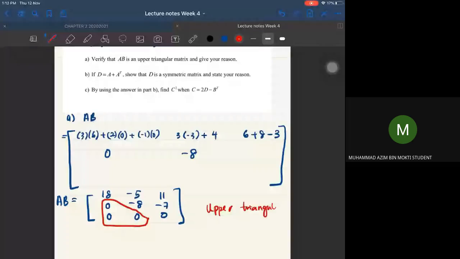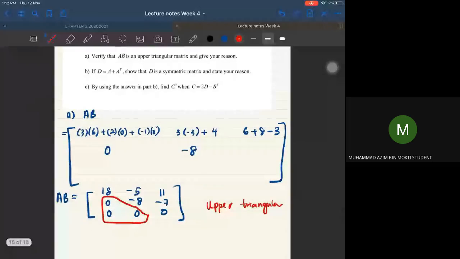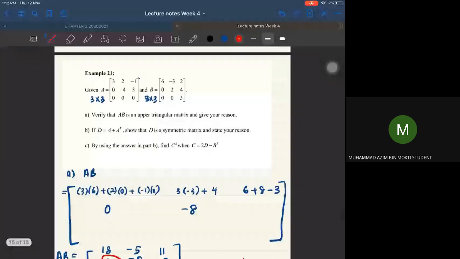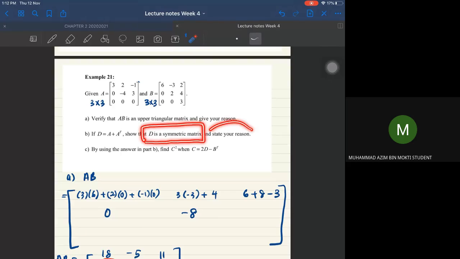Okay, so for B, if D is equals to A plus A transpose, show that D is a symmetric matrix and state a reason. Okay, so ada 3 benda dia nak ni. First, you kena cari dulu apa itu matrix D. Yang kedua, buktikan dia adalah simetrik. Yang ketiga, bagi sebab. Sebab apa dia simetrik? So, buat satu-satu.